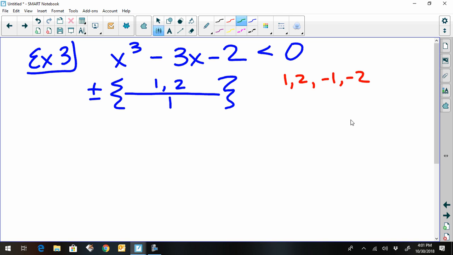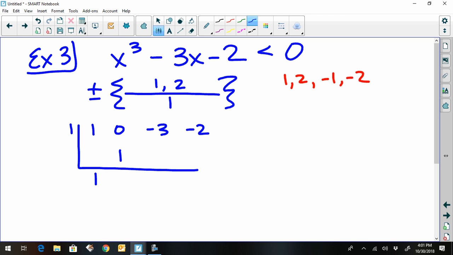So let's try one of these with synthetic division. All right, let's try 1. So we have 1. Oh, remember, there's not an x squared term, so we have to put a 0. Negative 3 and negative 2. All right, bring down the 1, multiply. Add, we get 1. We multiply, we get 1. Add, we get negative 2. Multiply, we get negative 2. Add, we get negative 4. That one didn't work.